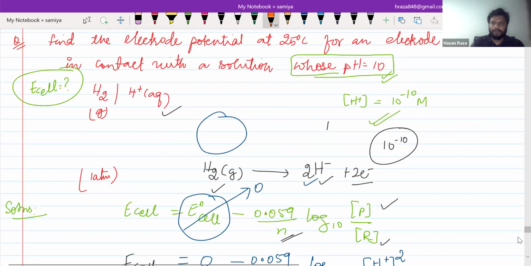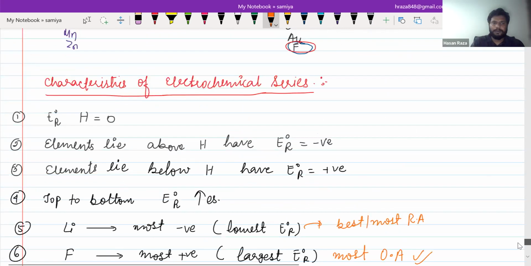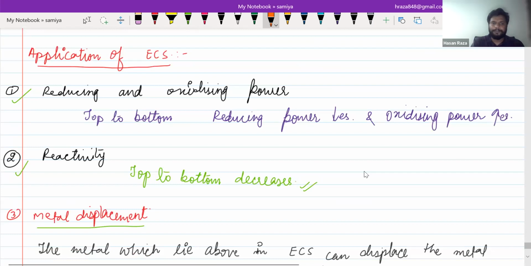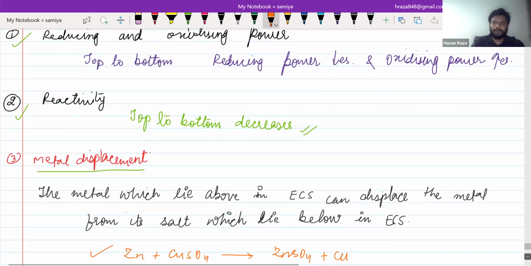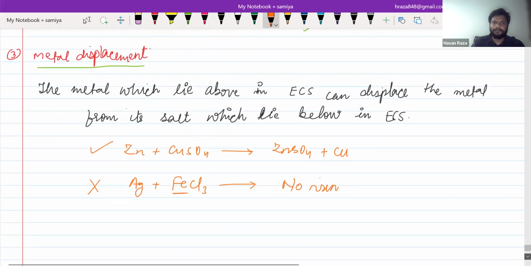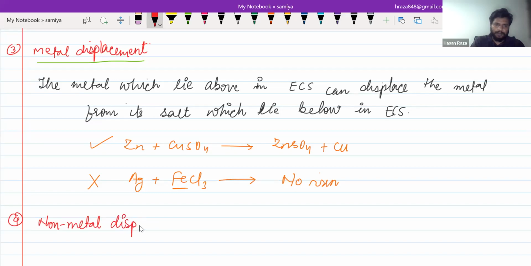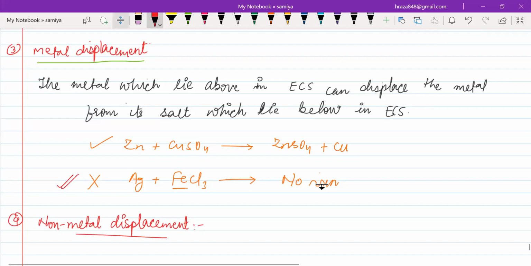So, Samia, where were you? Up to which? So, this is the characteristic of electrochemical series. Then application, which is simple. This is very good. Then it comes to metal displacement reaction. Then it will be non-metal displacement. Everyone done with this? Up to this? Please let me know.